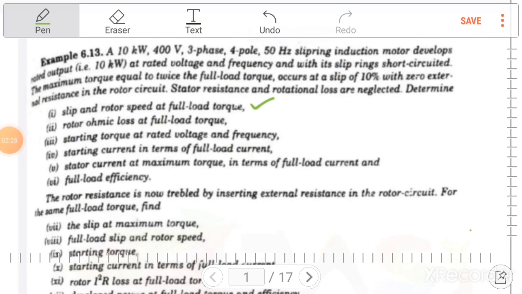Next one is rotor ohmic loss at full load torque. Rotor ohmic loss can be determined by mechanical output power. Here 10 kilowatt is given at the shaft output, and it is given that rotational losses are neglected. So 10 kilowatt, the shaft power, acts as mechanical power developed or Pm in this case.